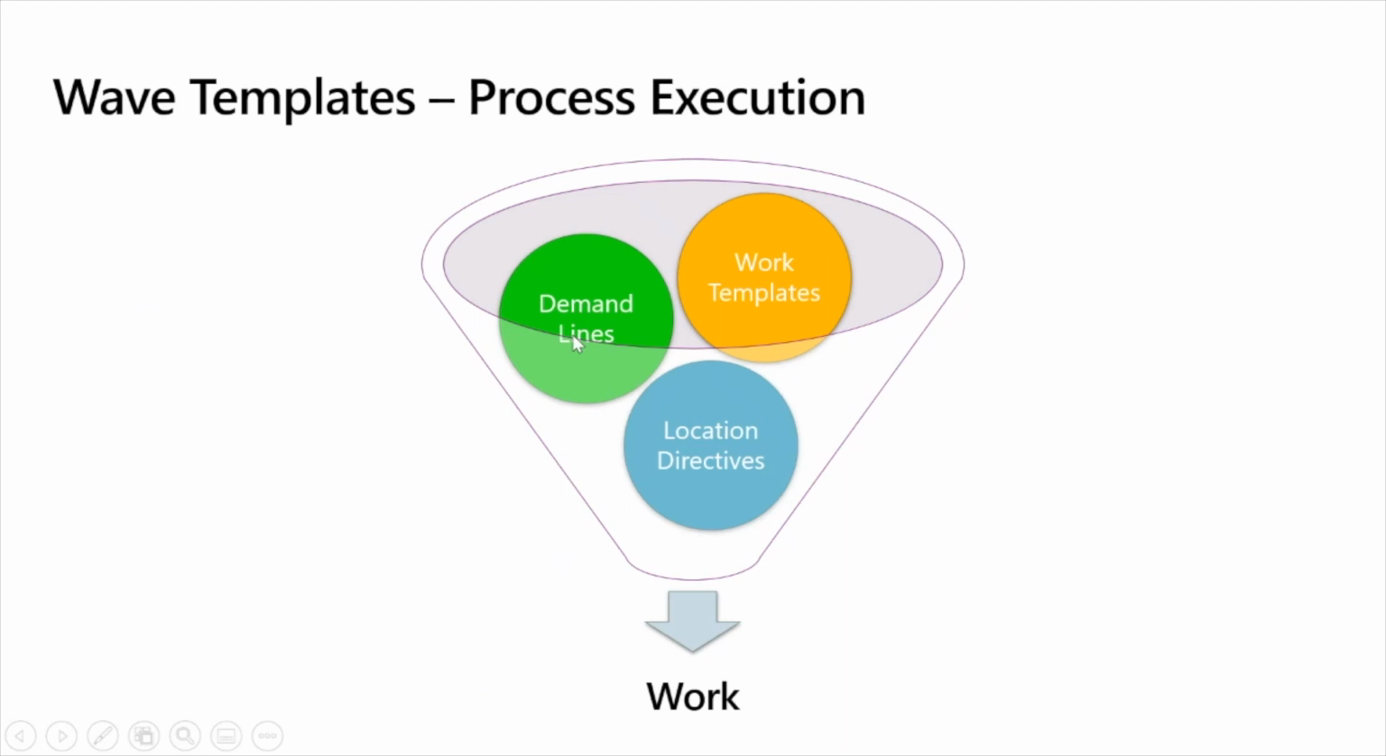The system is going to evaluate those against our other configurations of the work templates and the location directives. And considering all the configurations and query criteria together as part of the wave process, it creates work as an output. And then that is what the user is going to transact. Okay, and then we're going to talk briefly in the next couple of slides about the work templates and the location directives, and then we'll get into our demo.